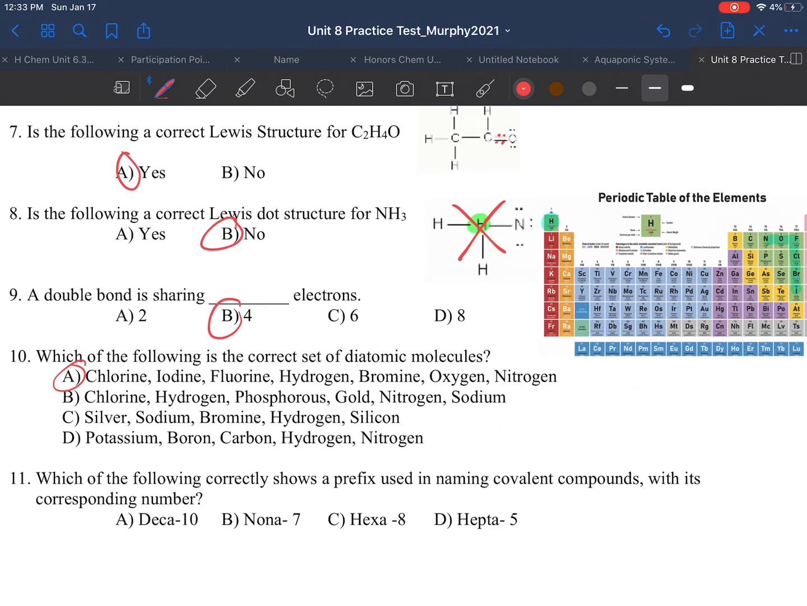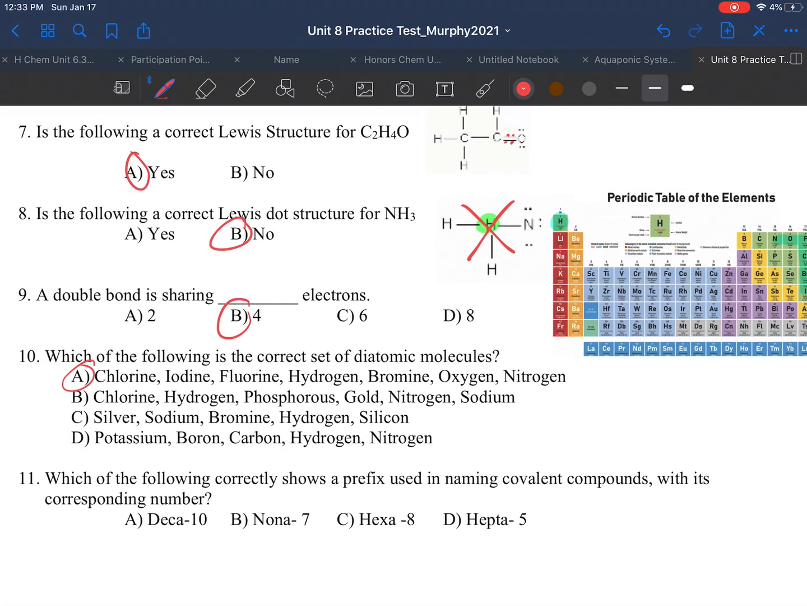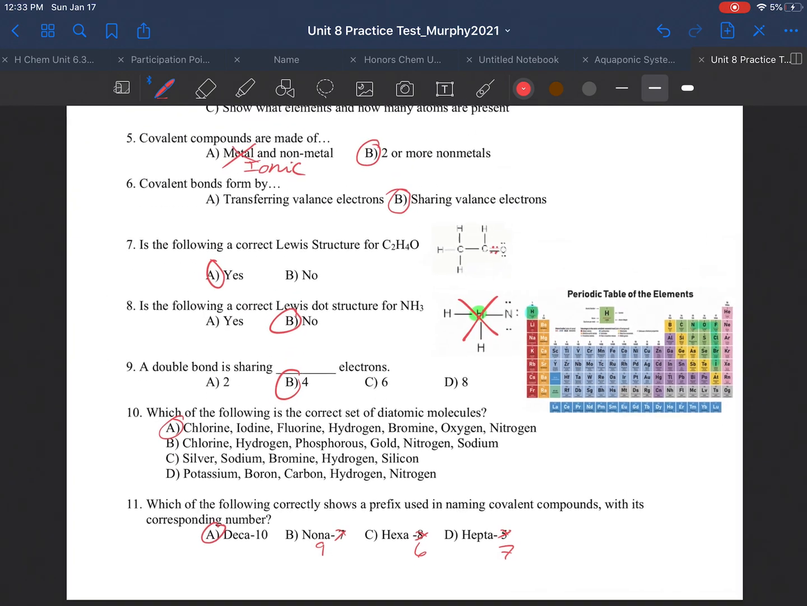Which of the following correctly shows a prefix used in naming covalent compounds with its correct corresponding number? A, right away, deca is 10. Remember, nona is 9, hexa is 6, hepta is 7. So those are not right. All right, on to the next page.